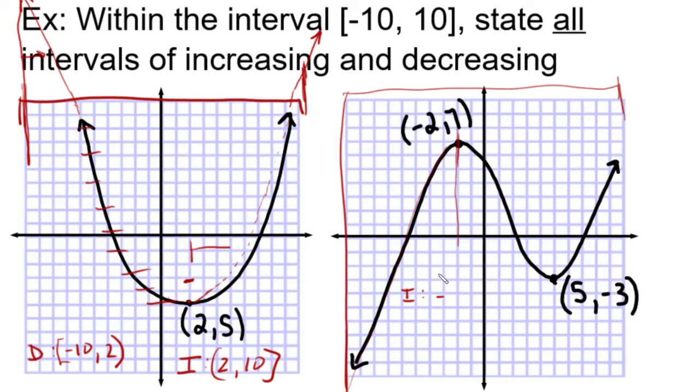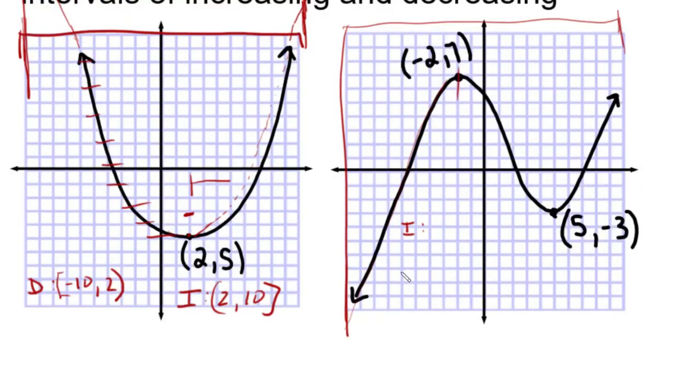Actually, I need more space. I'm going to scroll down just a bit. Okay, increasing from -10 to -2. You don't include -2 because you level off, right? That's the top of the mountain. You can no longer say you're climbing the mountain if you're at the top of the mountain.